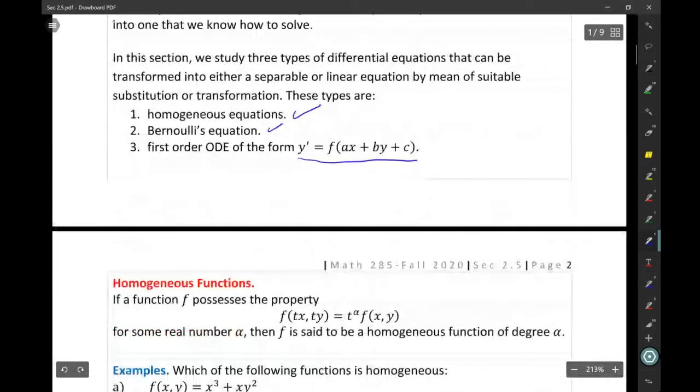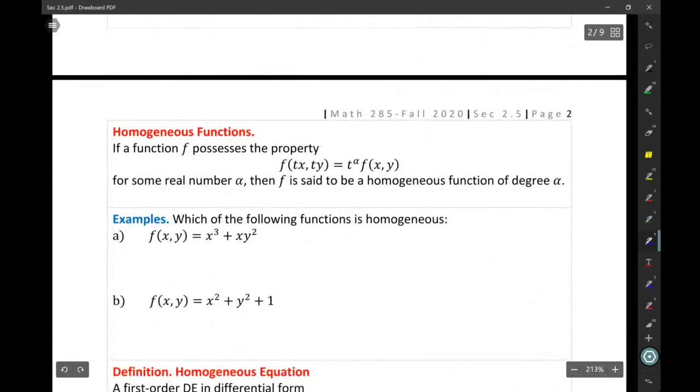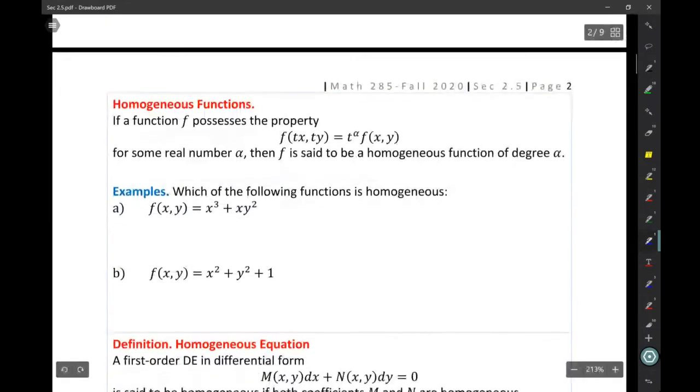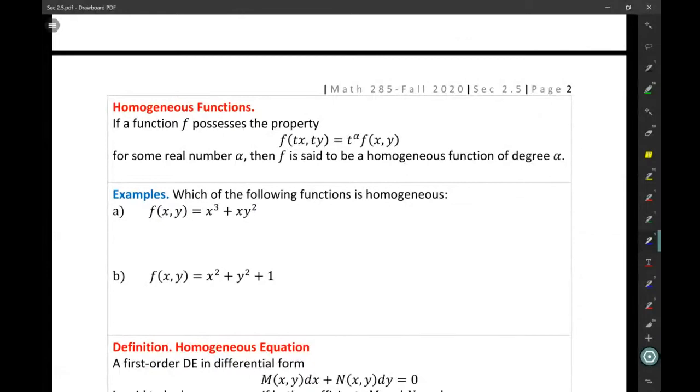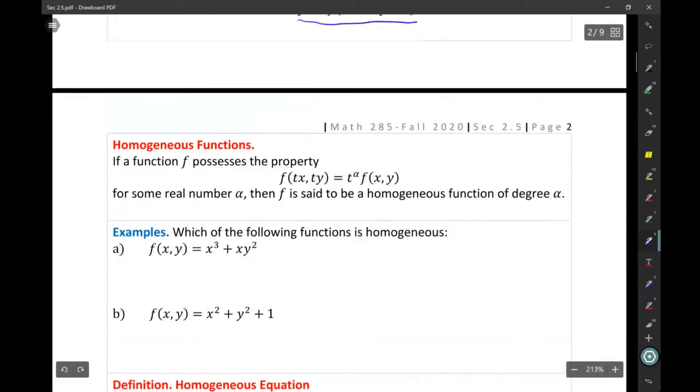We will study each one of them separately, and each type has its own techniques of solution. لكل نوع في عندنا طريقة خاصة فيها. أولا خلينا نبدأ بالhomogeneous differential equation, and we will solve here the homogeneous. We will see what's the meaning of homogeneous function first.